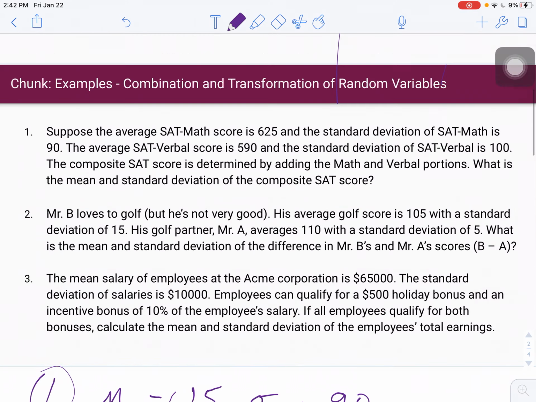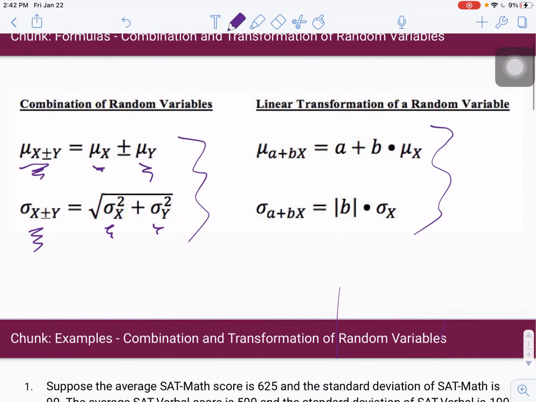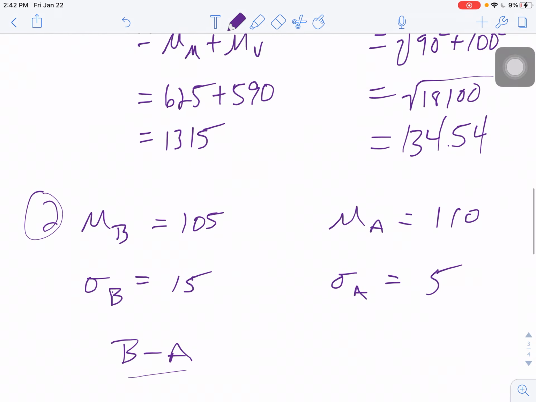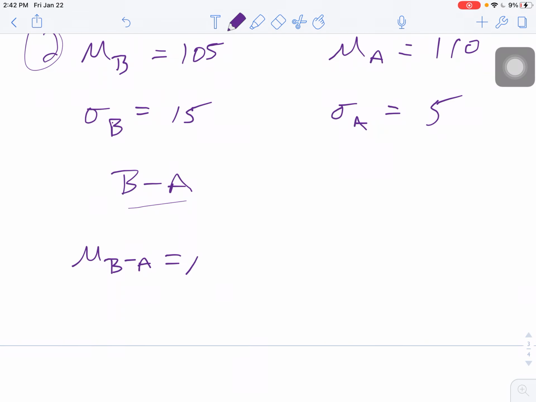If we go back up to those formulas, if you're trying to find mu sub X minus Y, you just do mu sub X minus mu sub Y. So it would be mu sub B minus mu sub A, and I have both of those values. This ends up being 105 minus 110, which is -5. So what that tells me is that Mr. B's golf score is typically 5 strokes lower than Mr.